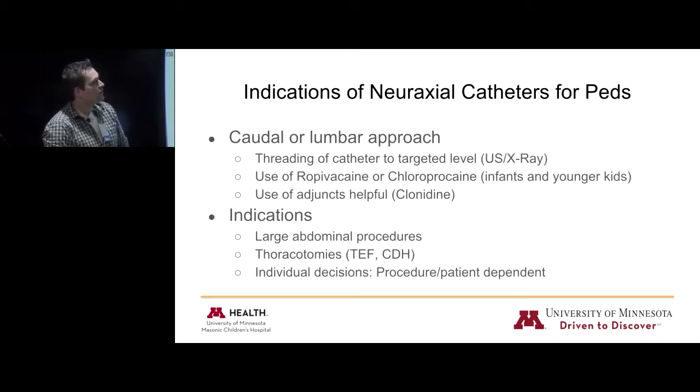We use bupivacaine or chloroprocaine in infants and younger kids just because of the decreased cardiac toxicity, and then again use adjuncts as necessary. Indications here are large abdominal procedures or thoracotomies for TEF or congenital diaphragmatic hernia. Again, however, it is more or less an individual decision. So we don't use the catheters on a routine basis for every certain case. This is very procedure and patient dependent, and we discuss it with the surgeon on a case-to-case basis.